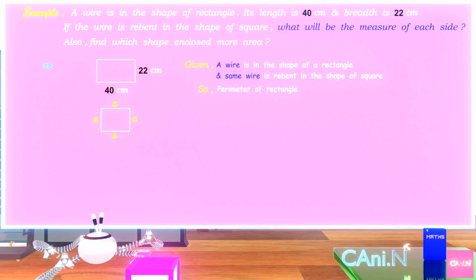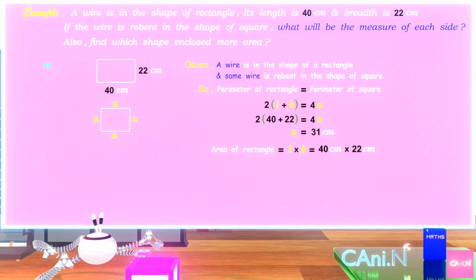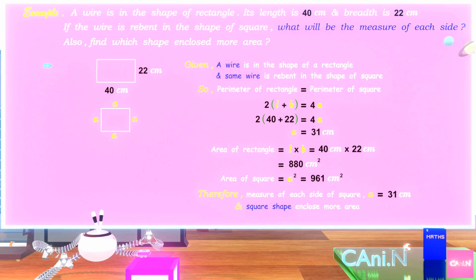So, perimeter of rectangle equals perimeter of square. Or, 2 into length plus breadth equals 4a. A equals 31 centimeters. Now, area of rectangle equals length into breadth equals 880 centimeters square. Area of square equals side square equals 961 centimeters square. Therefore, measure of each side of square equals 31 centimeters, and square shape encloses more area.